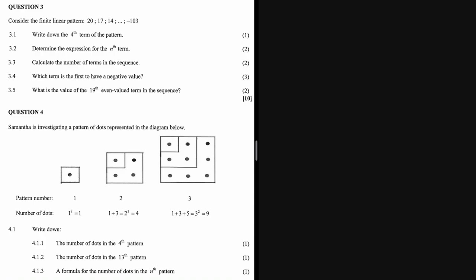So the first question says, consider the finite linear pattern 20, 17, 14, and the last term is -103. The statement tells us this is a linear pattern, and automatically we know that if we have a linear pattern, we must have a constant difference. So we can also check that this pattern is really a linear pattern.